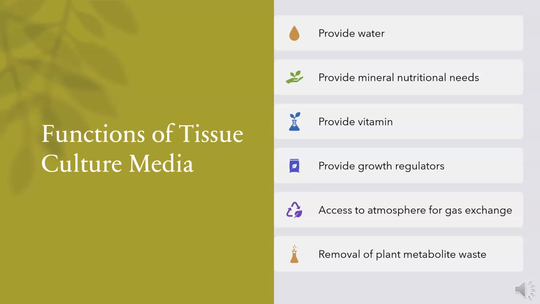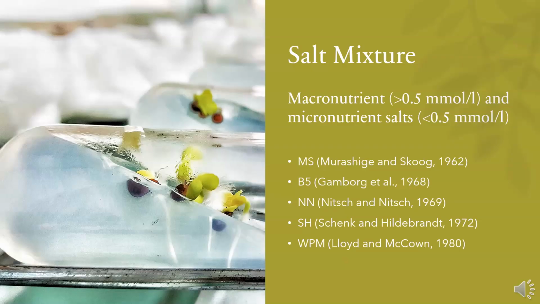Plant tissue culture media provide water, minerals, vitamins, growth regulators or hormones, and other essential nutrients, including various organic compounds, for the growth and development of plant cells and tissues. The media also allow access to the atmosphere for gaseous exchange, and act as a reservoir for secondary metabolite waste. The inorganic nutrients in culture media consist of a wide range of mineral salts.